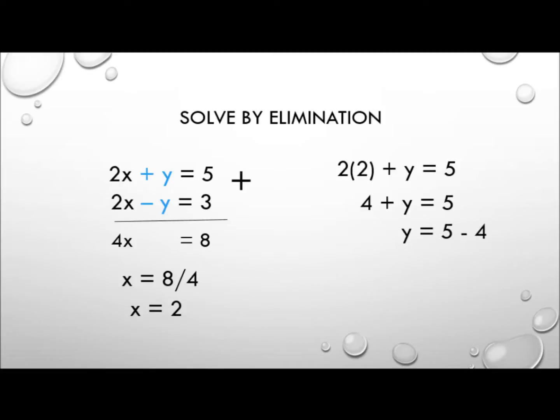Moving the 4 term over to the other side of the equals, it becomes negative 4. Or we could think of just subtracting 4 from both sides of the equation. Either way works. We end up with y equals 5 minus 4. And since 5 minus 4 is 1, y equals 1. So the solution to this system of simultaneous equations is x equals 2 and y equals 1.